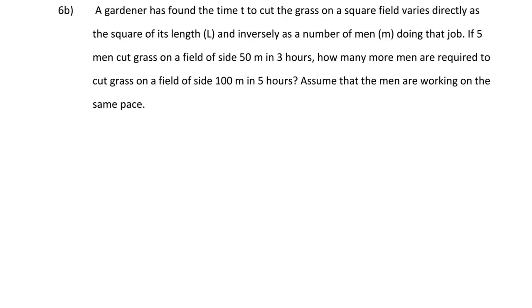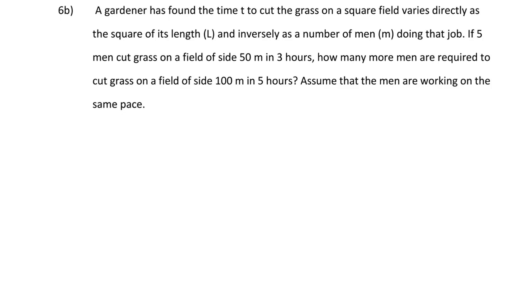Part B of the question. A gardener has found the time t to cut the grass on a square field varies directly as the square of its length and inversely as the number of men doing the job. If 5 men cut grass on a field of side 50 meters in 3 hours, how many more men are required to cut grass on a field of side 100 meters in 5 hours? Assuming that the men are working at the same pace.